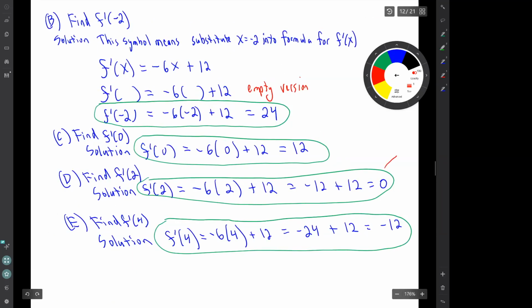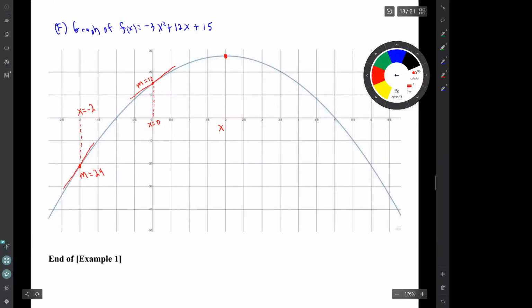Our next result was this one. That tells us that the line that's tangent to the graph at x equals 2 has a slope that's the number 0. So that tangent line has a slope that's the number 0. That tells us that the tangent line is horizontal.